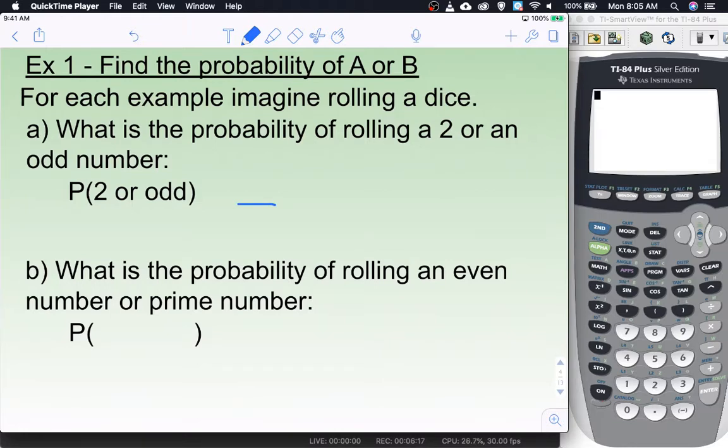So right now, think of a dice. 1, 2, 3, 4, 5, 6. How many of those things are an odd number or the number 2? There are 4 of them. 4 of those things were an odd number or the number 2, out of a total of 6. Just like we saw in the previous lesson, the formula is going to be the things we want over total.